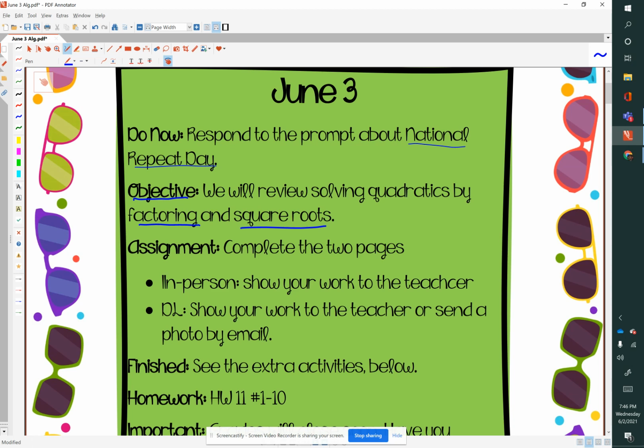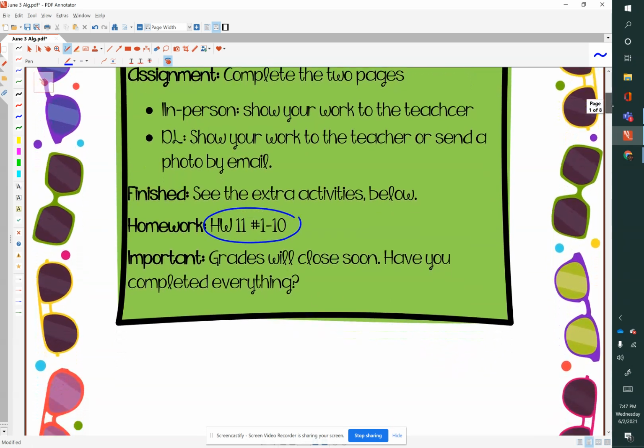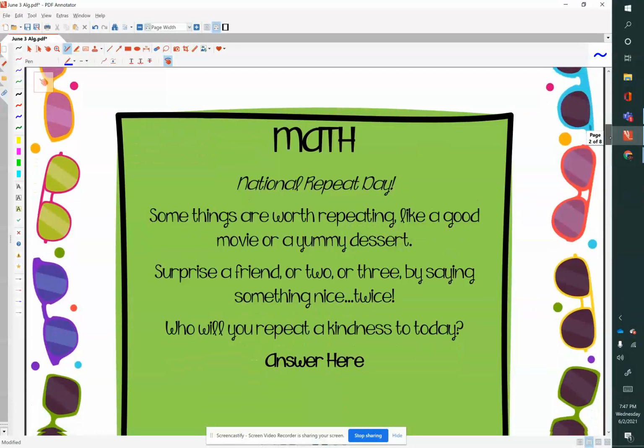You've got 2 pages. One of them you will do on your own. I'll do the first one with you. One of them would be your homework. It's homework number 1 to 10, but I think you might have time to do some of that in class today. Remember, you need to show me your work if you're in person. If you are not in person, you can just show me your work or you can send me an email picture. I'm not going to put an assignment in for this. Just remember, grades close soon and make sure you've completed everything.